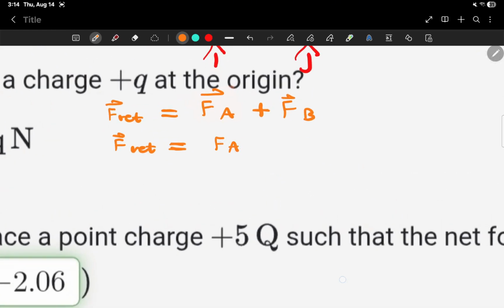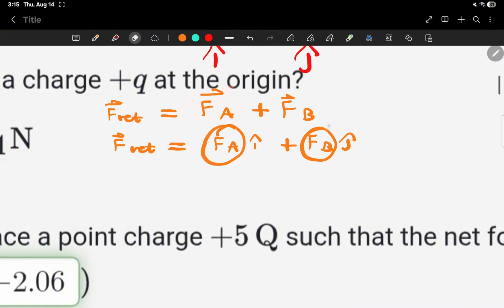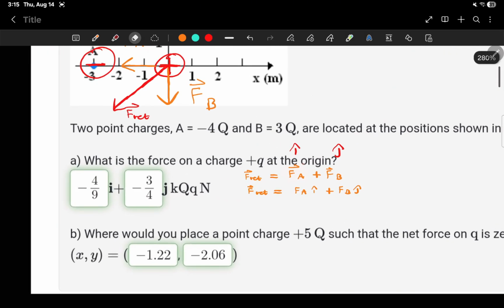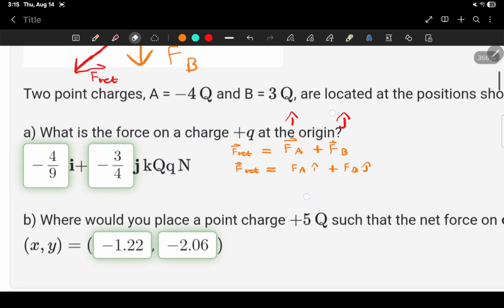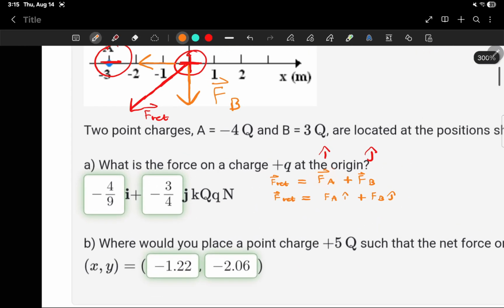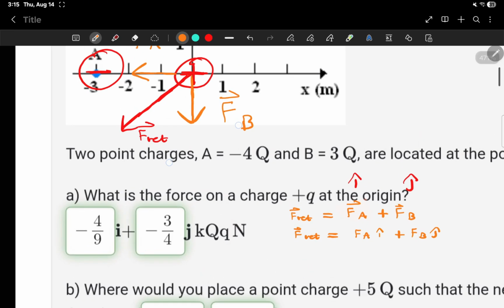So basically we have F_A i hat plus F_B j hat, and I've written these two forces in their magnitude instead of drawing a vector. The reason why I only need the magnitudes of these forces is because I already kind of know the direction.